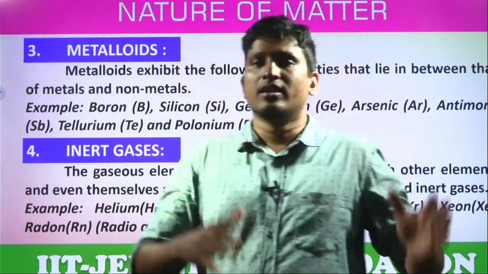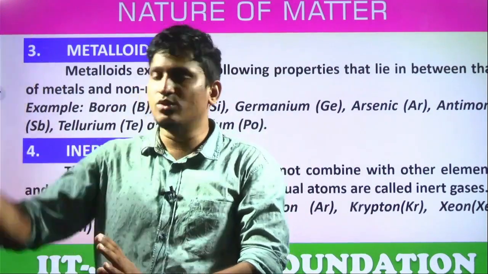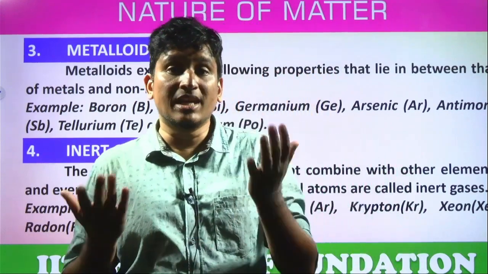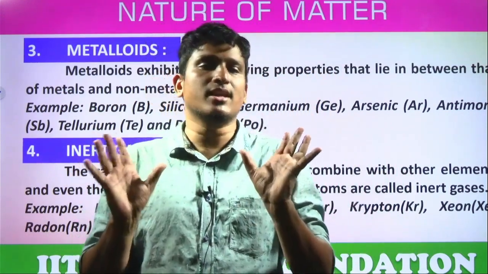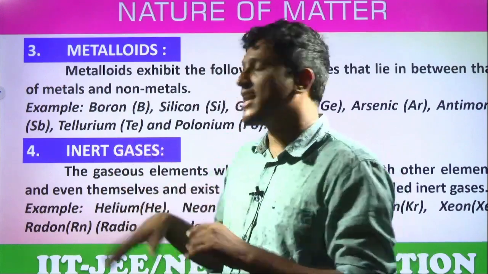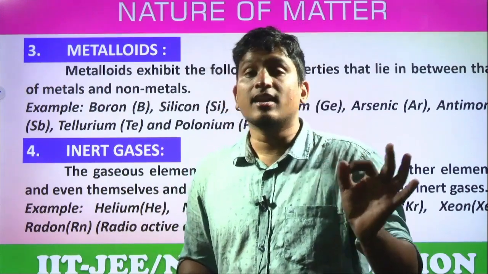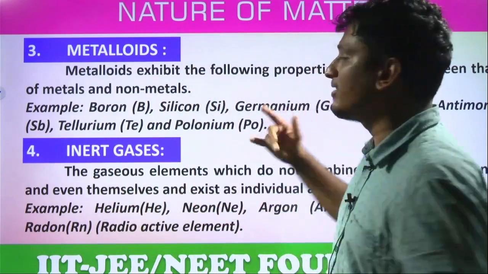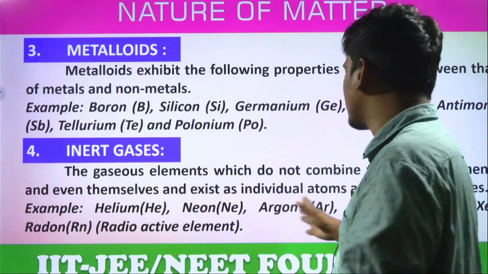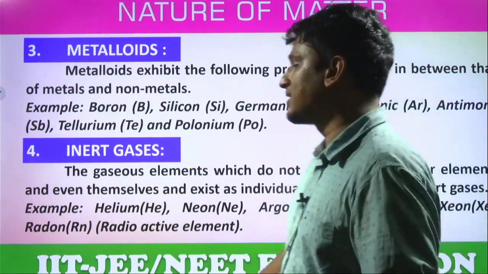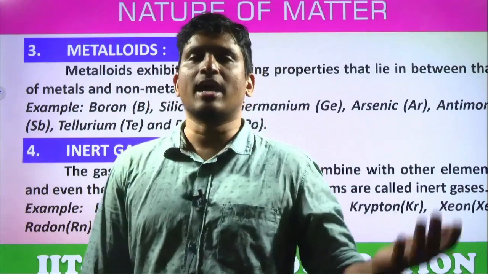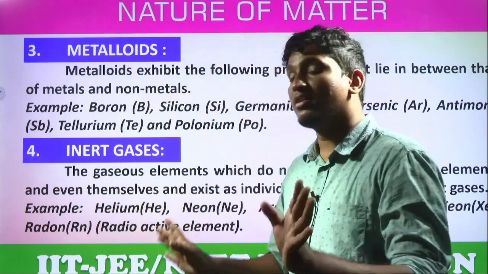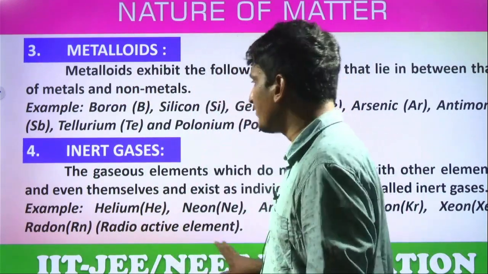And inert gases are the last group in the periodic table. What is the speciality about these inert gases? They are chemically unreactive. Almost all the other elements are reactive, but these inert gases, also called noble gases, are unreactive elements in the periodic table. These gaseous elements do not combine with any other elements or even themselves; they exist as independent atoms. Examples: helium, neon, argon, krypton, xenon, radon. These are noble gases. So there are 4 types of elements.